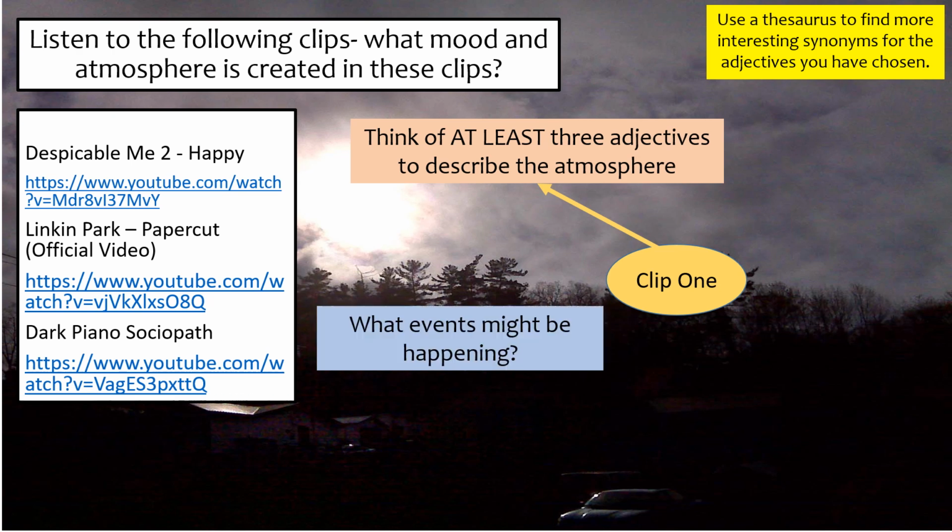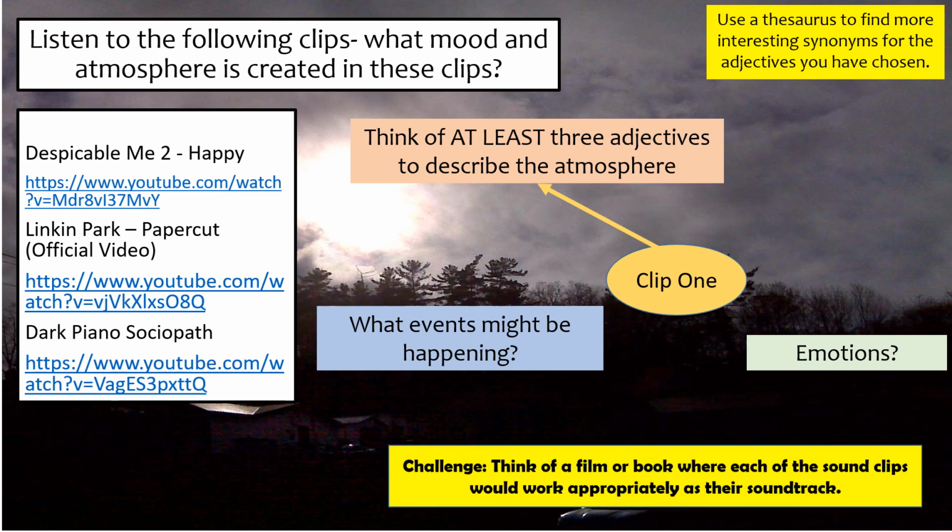I'd then also like to think about what events might be happening for each of those clips for each of those types of music. And then I would also like you to think about what emotions do we connect to that type of music as well, okay? As a challenge for each one, I would like you to try and think of a film or a book where each of those sound clips would work as their soundtrack. So think of a film where, for instance, the song Happy might fit into. Think of a film where Paper Cut might fit into. Okay? And try and give me a little explanation why it would work.